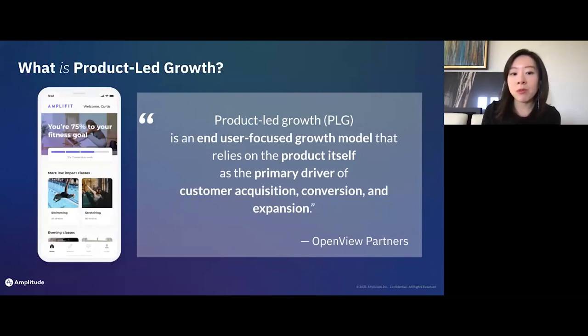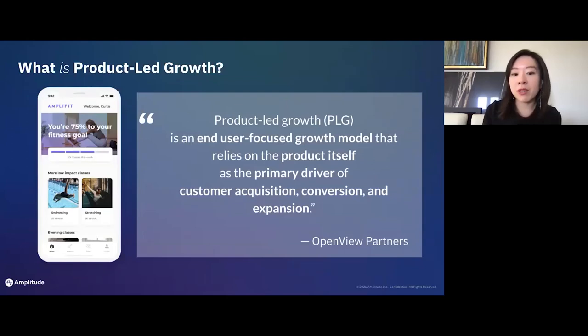And what OpenView means by that is, in the past, there's been a lot of focus on marketing, for example, as the key acquisition channel and identifying what channels are bringing people into the platform. And those things are still important and don't go away.